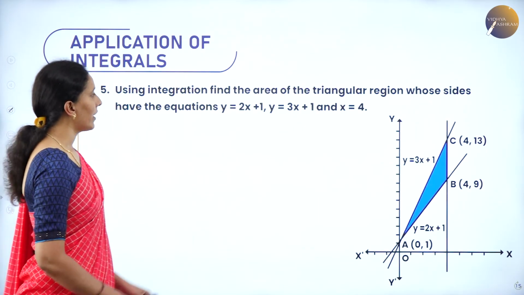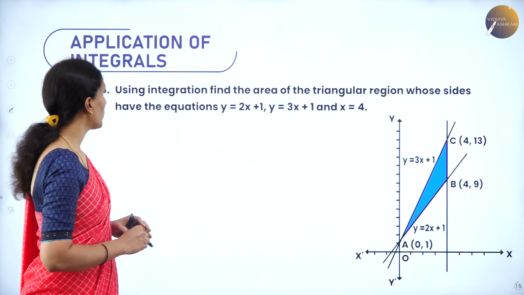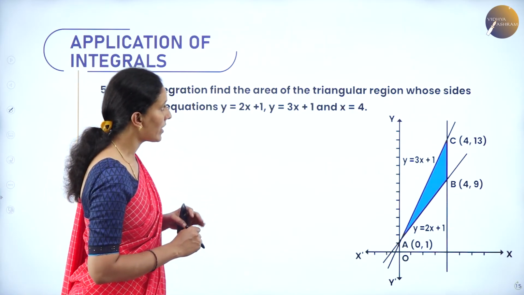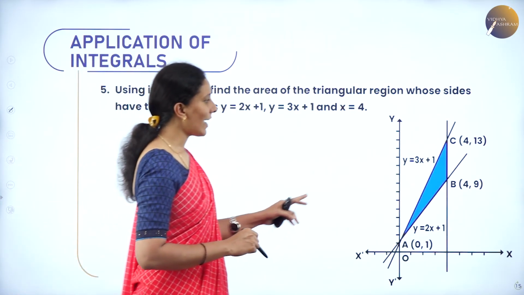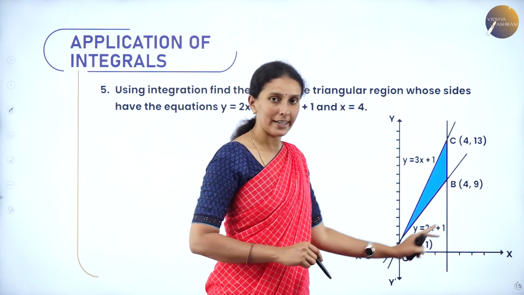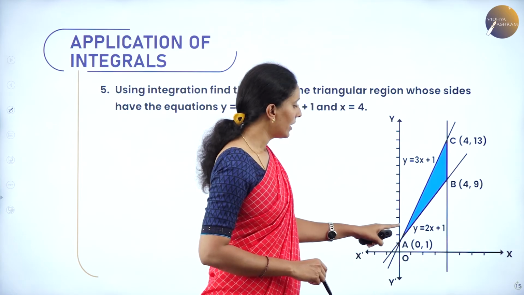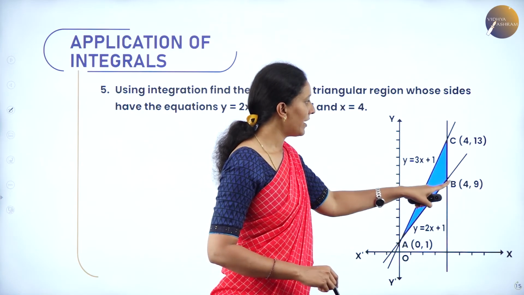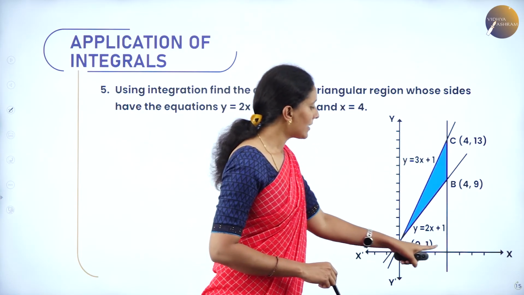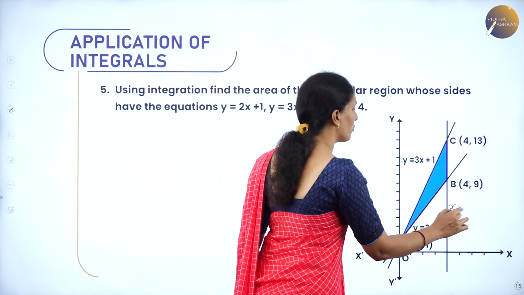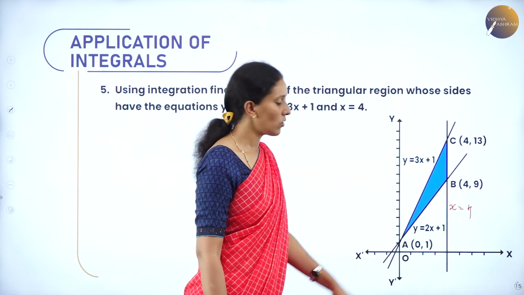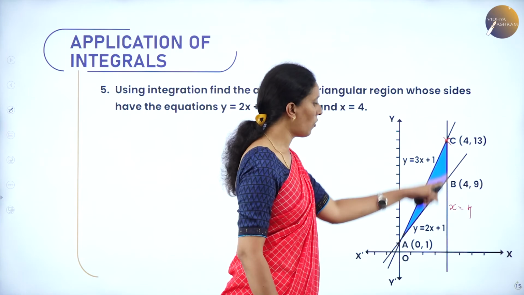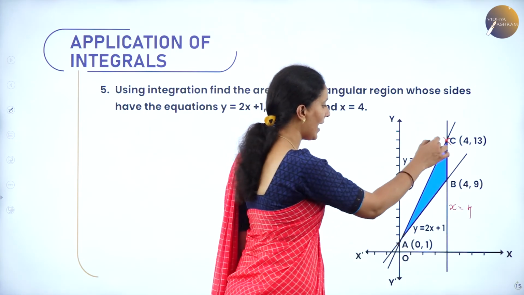Next, using integration, find the area of the triangular region whose sides have the equations y is equal to 2x plus 1, y is equal to 3x plus 1 and x is equal to 4. So clearly I have drawn the straight lines using the coordinate x and y axes. Here you can see the intersection points of the three vertices, that is A (0, 1), B (4, 9) and C (4, 13), and x is equal to 4. This is the line x is equal to 4, which is parallel to the y axis or perpendicular to the x axis, and this is the maximum point you can see. So 4 is the last interval, that is the end of the interval.